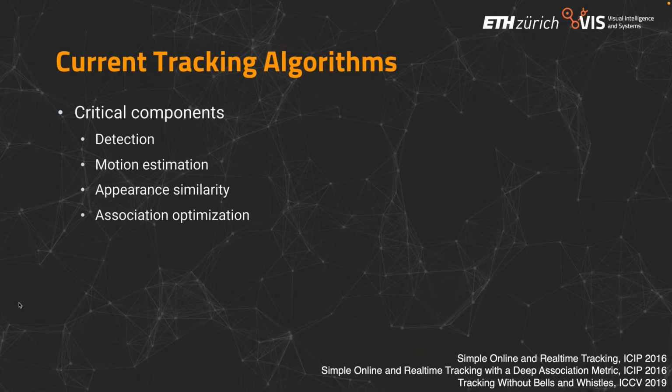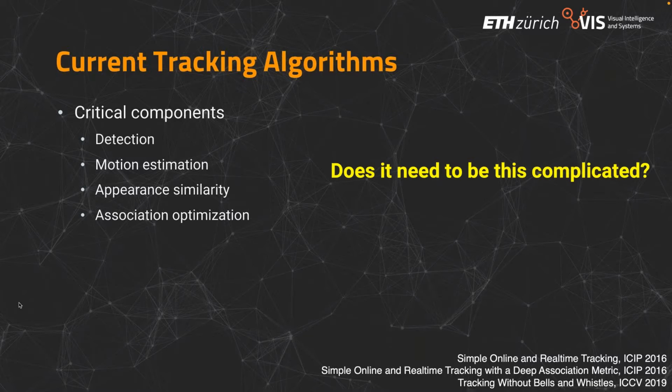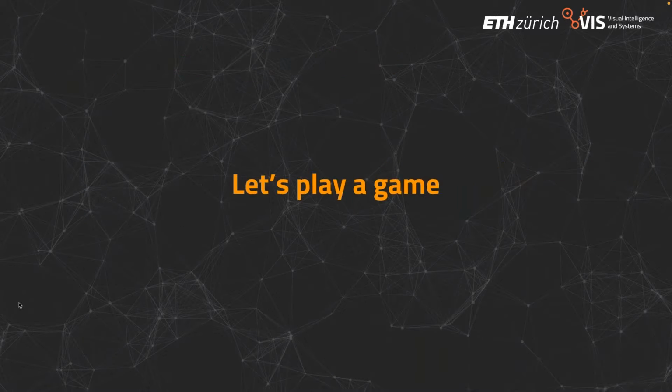Okay, so this is the basic overview of the current algorithm, and you can see there are a lot of different steps and components in this framework. And the first question here is, does it need to be this complicated? Can we make these methods as simple as possible so that we can easily use them and they can be even more robust? To understand that, let's first play a game.